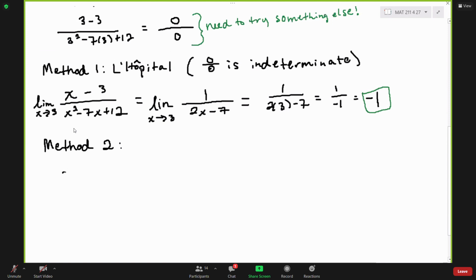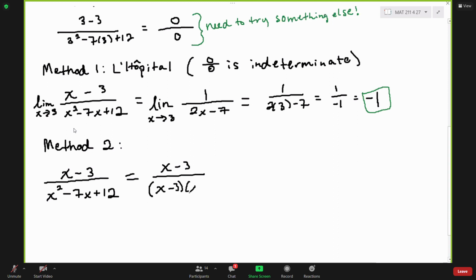Quadratic formula? No. Oh, you can put the denominator to the top. You factor the denominator. Factor the denominator, exactly. Oh, that's right. And really we would factor both the top and bottom, but the top is already done.